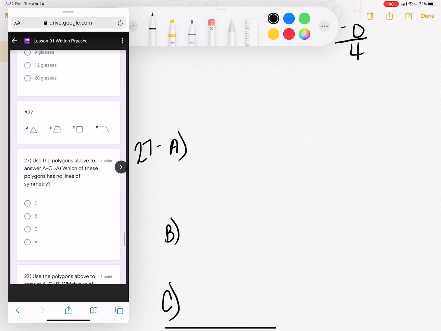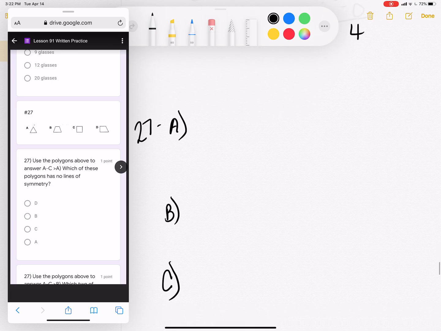27. Use the polygons above to answer A through C. Which of these polygons has no lines of symmetry? You can't divide it and it be perfect on both sides. So that would be polygon D. Polygon D, you cannot divide perfectly and beautifully.